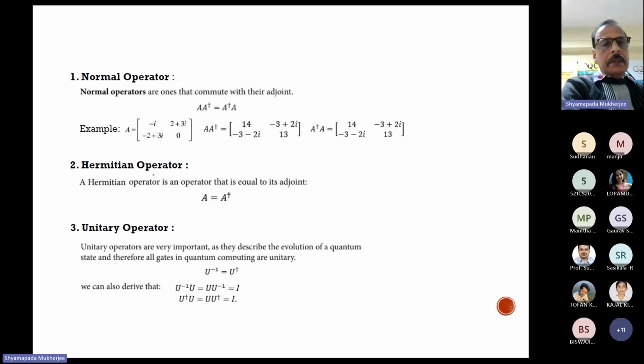Then I have a Hermitian operator. And Hermitian operator is A is equal to A adjoint. You know what is the eigenvalue of the Hermitian operator? Anybody know? Suppose A is a Hermitian operator. What is its eigenvalue? Real number. So similarly, I have a unitary operator. And for a unitary operator, if the inverse of the operator is its adjoint, then it is called a unitary operator.